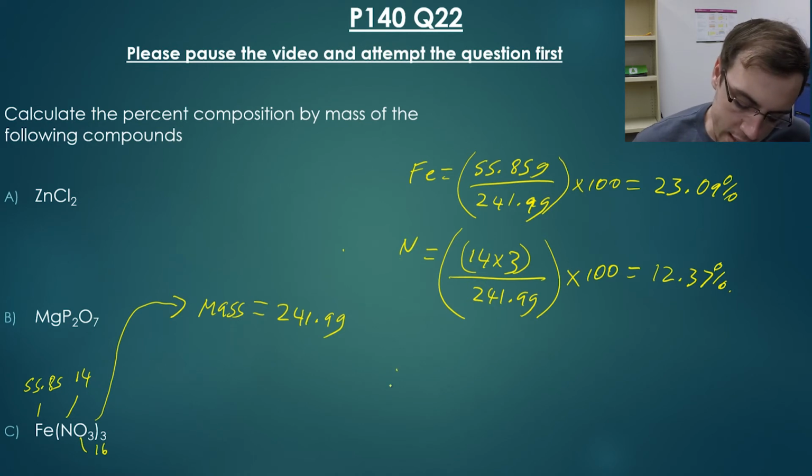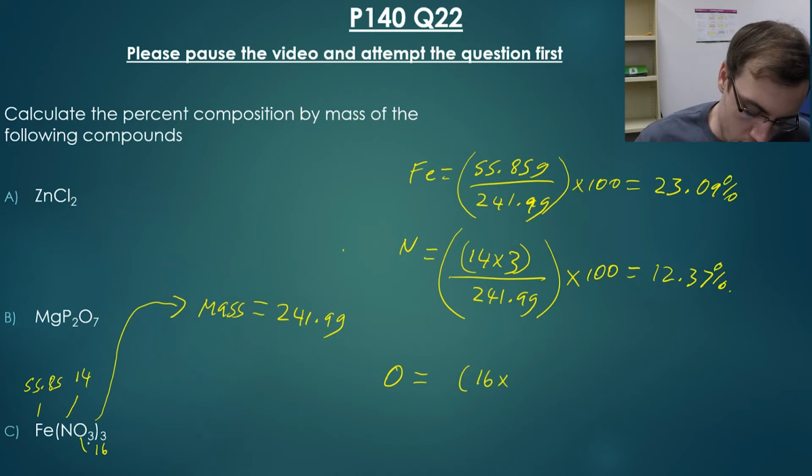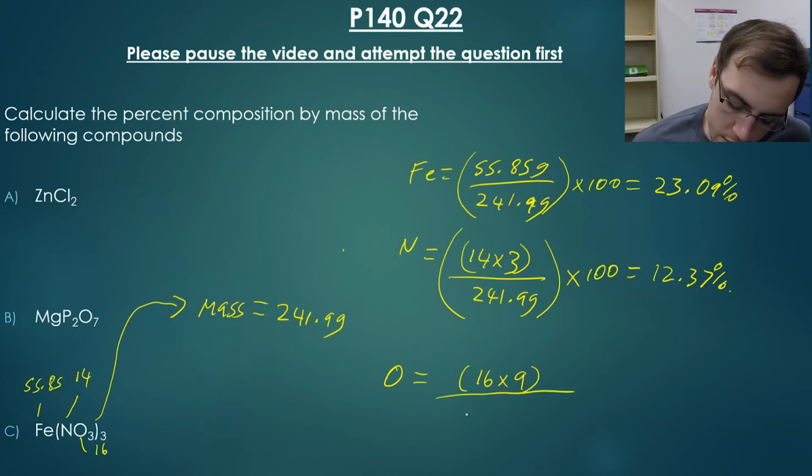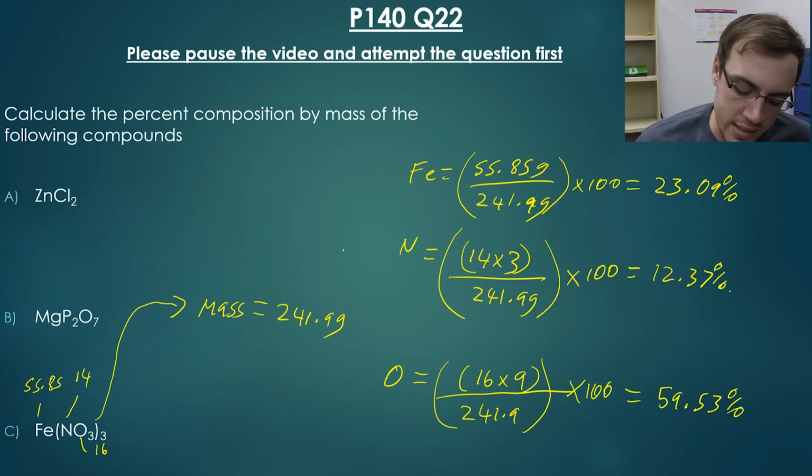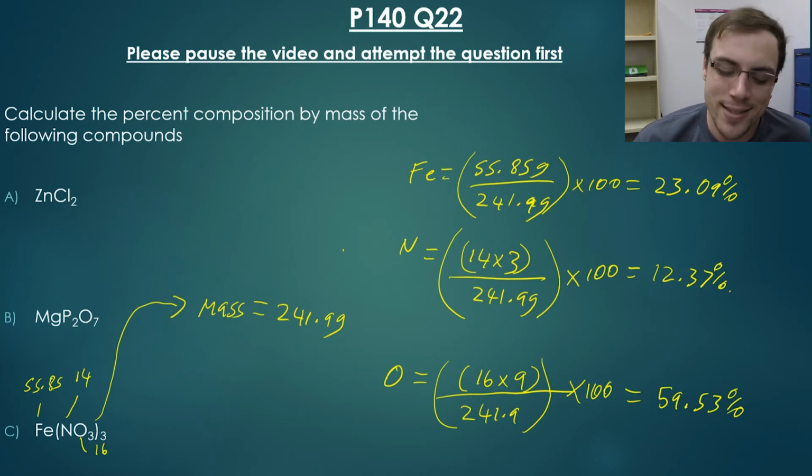Now, oxygen, again, is the same deal. So oxygen is 16 times... Now, there are 3 oxygens in here, and that's multiplied by 3. So that means we have 9 oxygens total, divided by 241.9 times 100 will equal 59.53%. And that is the individual percent composition of these elements.